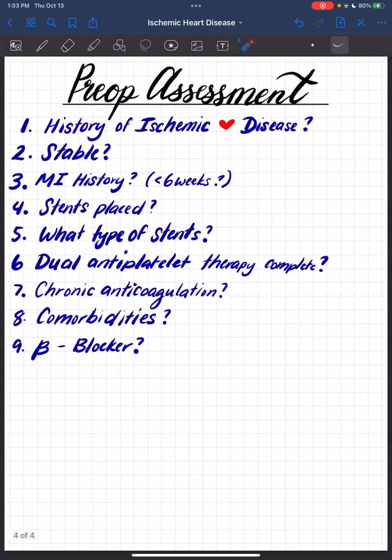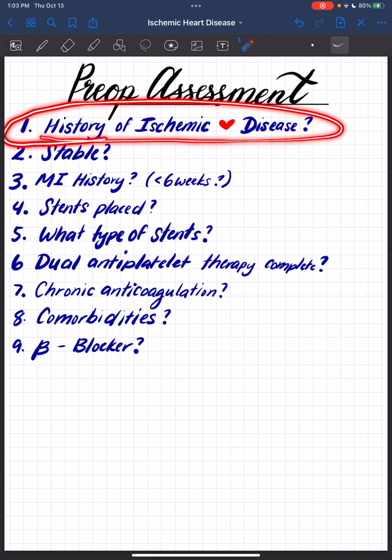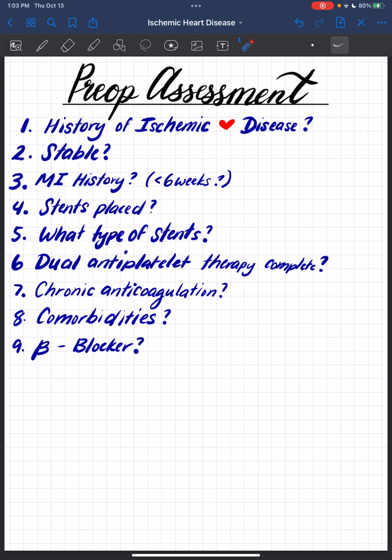Next, we're going to talk about what we're going to ask our patients. So we want to know, first of all, do they have a history of ischemic heart disease? We want to ask our patients what their exercise tolerance is. Are they stable? Are they able to walk up a flight of stairs without getting tired or winded? What we're looking for is a functional capacity of greater than 4 METs. And then we're going to see, do you have a history of MI? And when was it? Has it been less than 6 weeks?